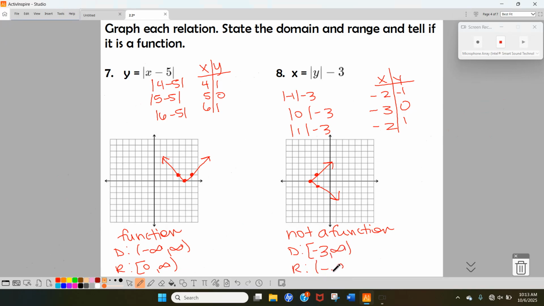So again, domain is left to right. So the farthest left we go on the x is negative 3, and then it goes to positives from there. And then we go up and down forever. So all real numbers for the range.